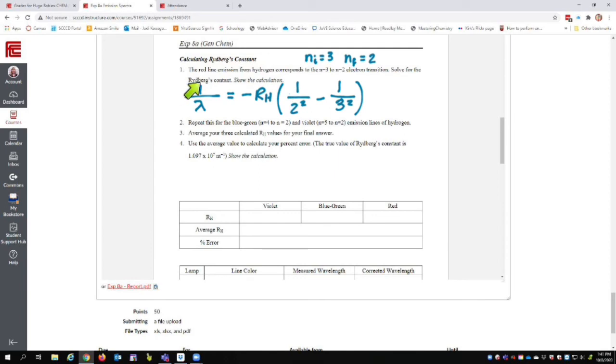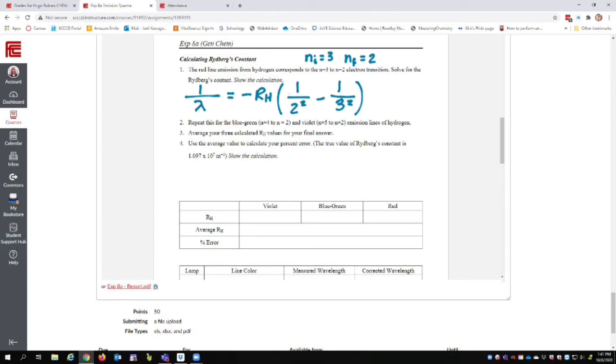And then you're going to take 1 over your wavelength, and you'll divide by the value you get here and change the sign. And you should end up with a value that's very close to the known true value for the Rydberg constant. So you'll write those in for violet, the blue-green, and the red, average them together, calculate the percent error, the same way we've done before. So here's our accepted value. You're going to use the average as your experimental and calculate the percent error.